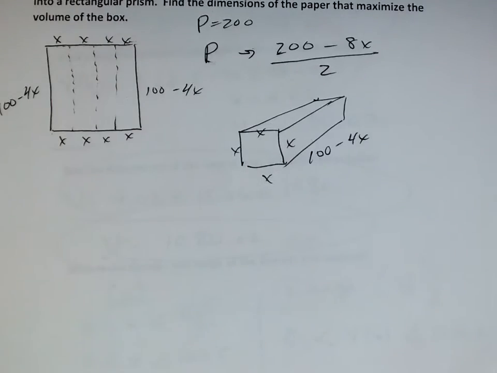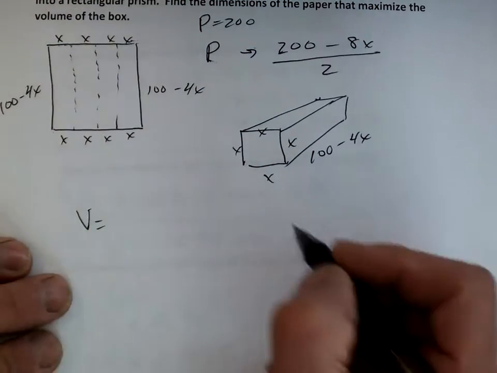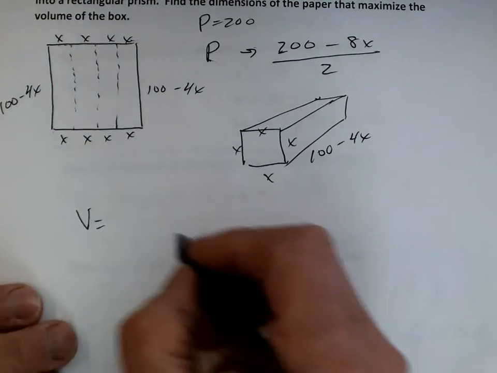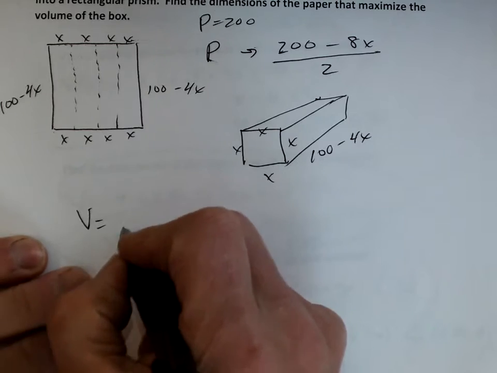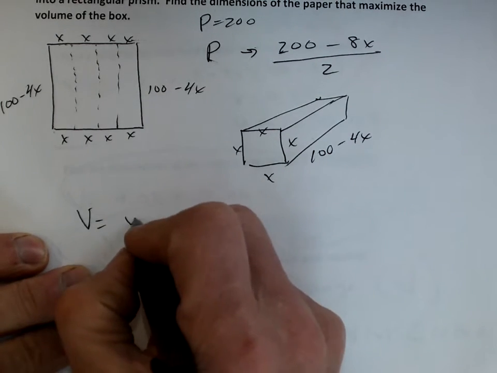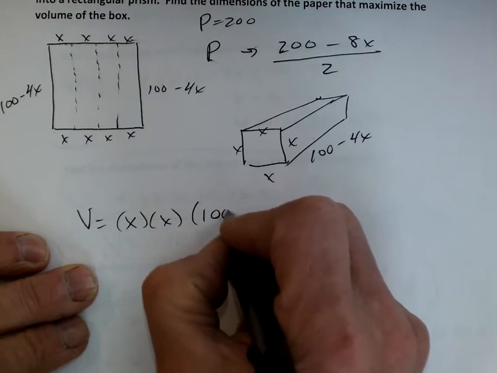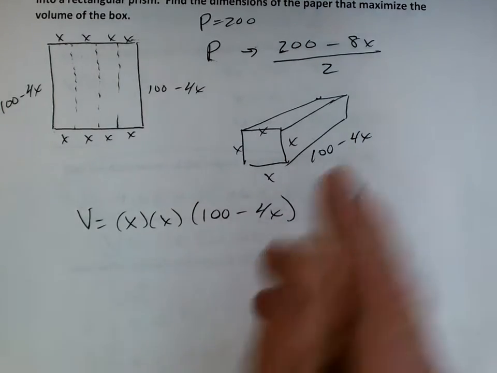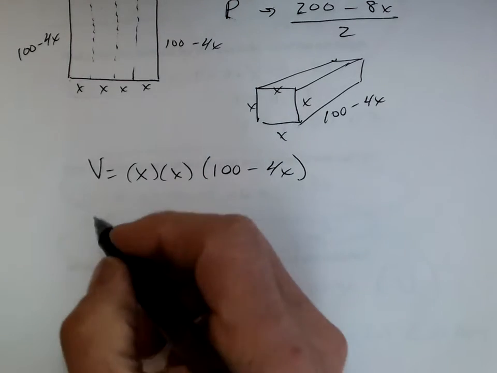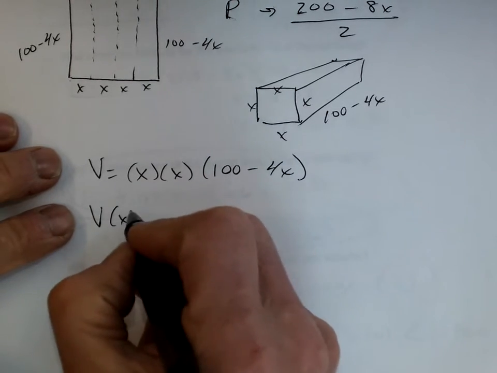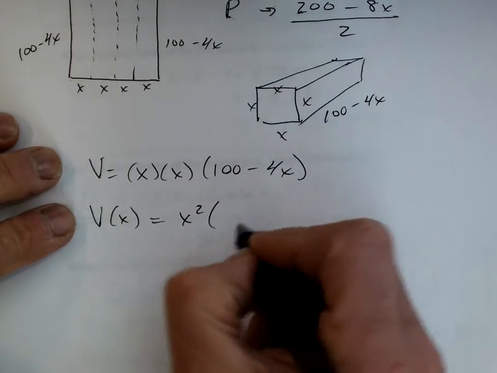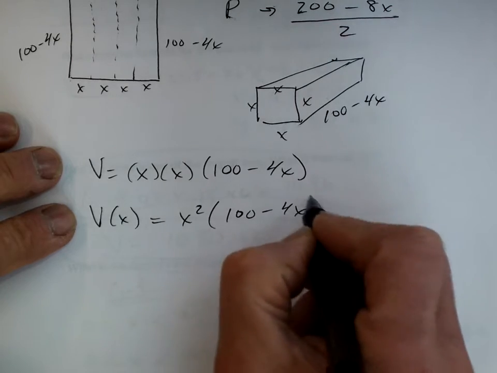How am I doing? Am I going too fast? You seeing it? So volume, we want to maximize the volume. The volume is length times width times, in this case, depth. So we'll go x times a 100 minus 4x, or V of x, volume with respect to the cut, x squared times 100 minus 4x, okay?